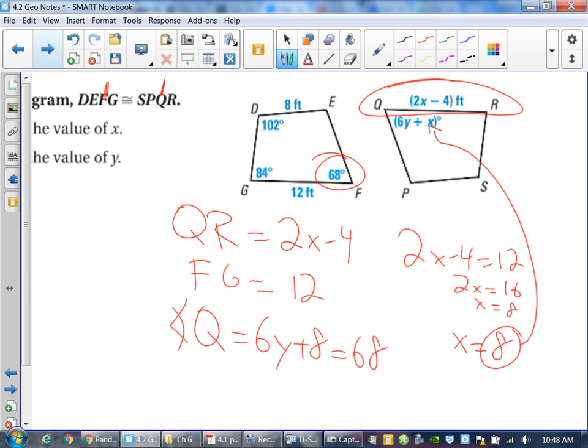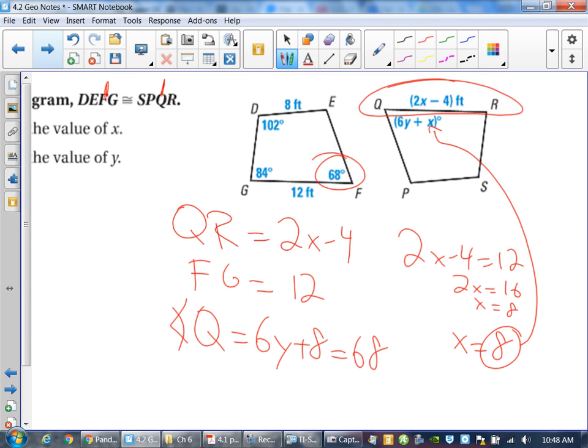What you're doing here, guys, is we're using these, what are called congruency statements, to figure out what parts equal each other. Basically set them equal to each other and solve. Okay? That's how this stuff works.